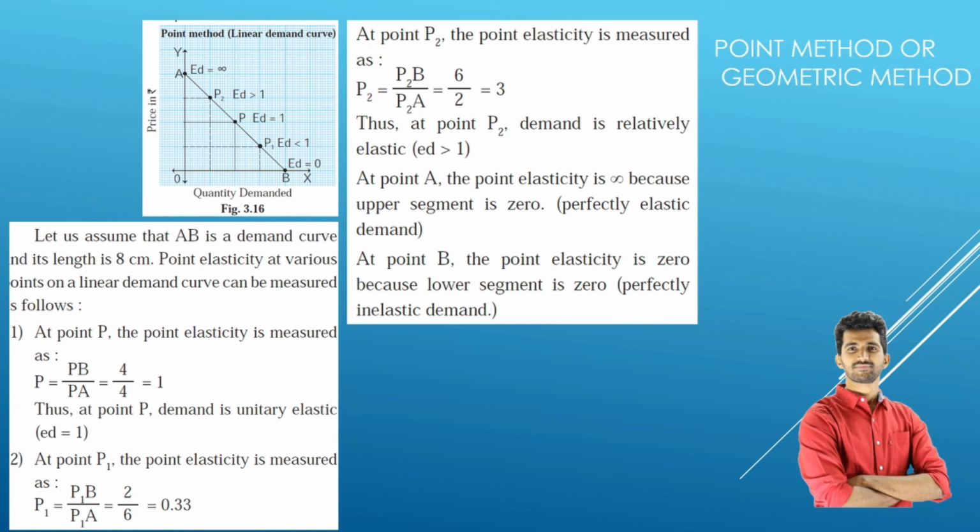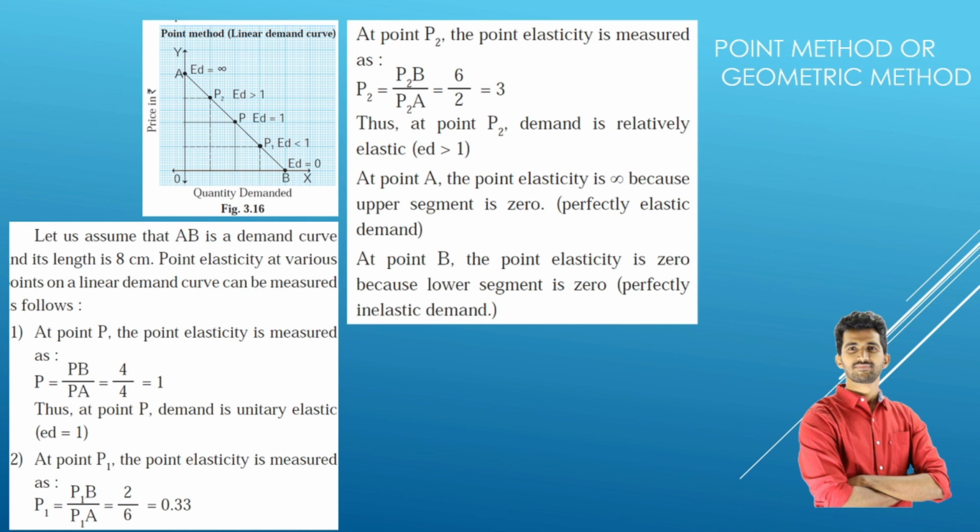Example 1. At point P, the point elasticity is measured as ED is equal to PB upon PA, as our formula says, lower segment upon the upper segment. We have assumed the length to be 8 centimeter. So at point P, the above measurement is 4 and the below measurement is also 4. So 4 upon 4 is equal to 1. Thus, at point P, demand is unitary elastic. ED is equal to 1.